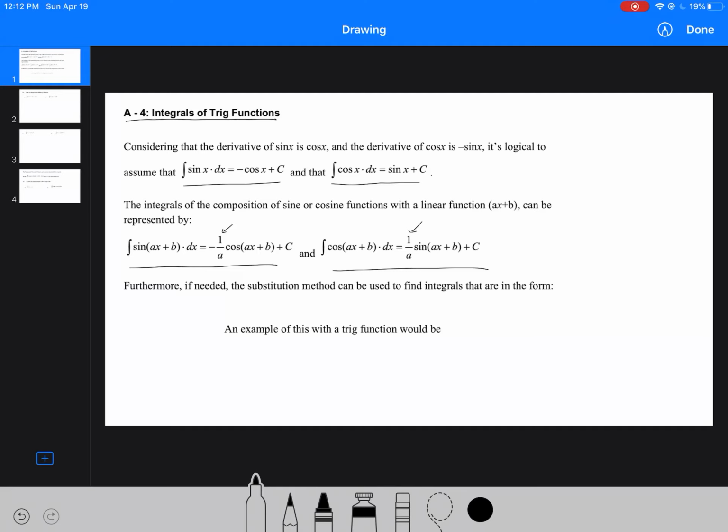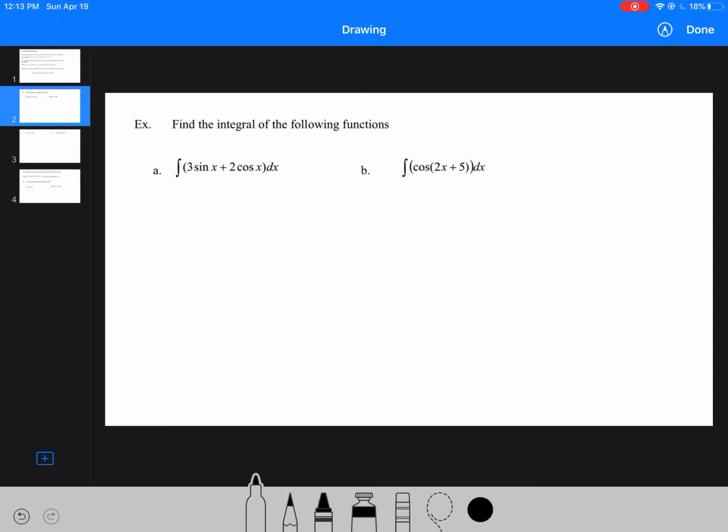Furthermore, if needed, you can use the substitution method to find integrals that are in the form f at g at x times g prime at x dx. An example of this with a trig function would be the integral of 3x squared times sine x cubed, and we'll look at some examples of this in the video. The first two examples that we're going to do is basic trig integration and then trig integration with a linear term.